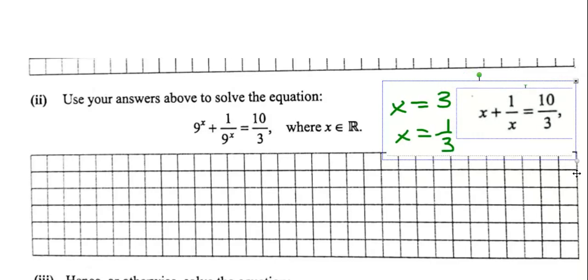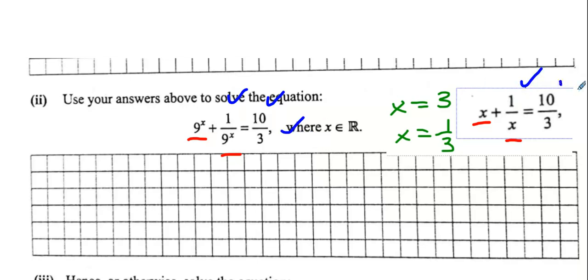Instead of x, what do they have? It's exactly the same, isn't it? Instead of x, they have 9 to the power of x. The 1, the 10, and the 3 are all the same, aren't they? In the exact same positions. So what we're saying is that x equals 9 to the power of x. And 9 to the power of x in turn equals what?